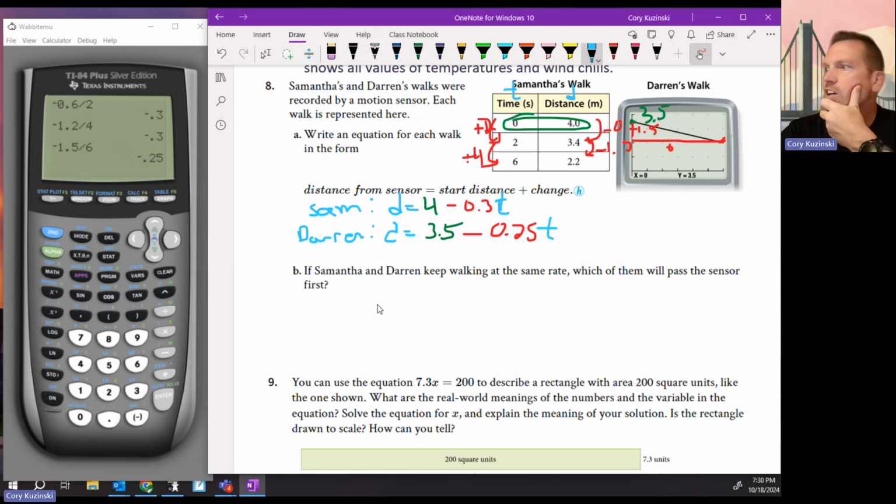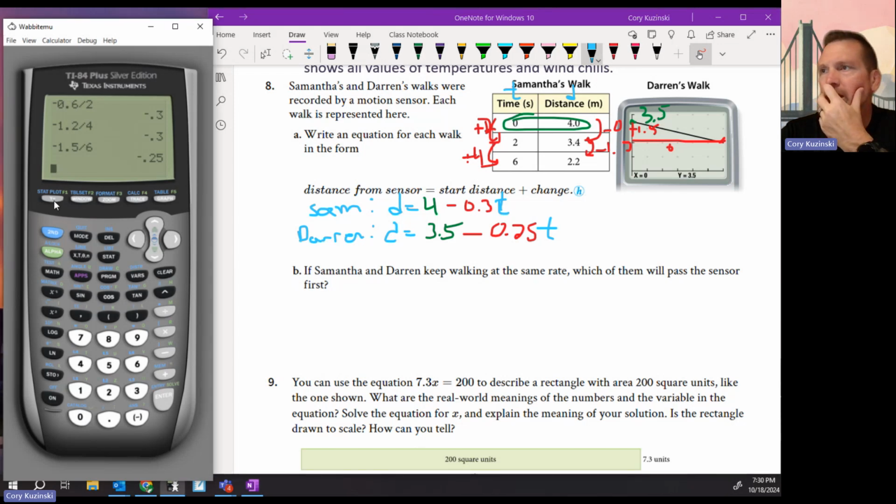All right, if Samantha and Darren keep walking at the same rate, which will pass the sensor first? So let's go to y equals. Let's put our equations in. Let's get rid of that scatter plot. 4 minus 0.3x and 3.5 minus 0.25x. Let's go to the table.